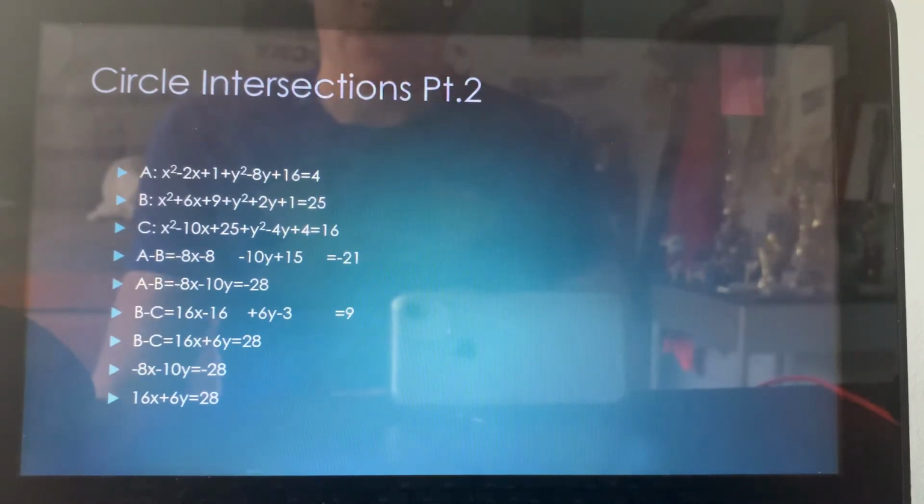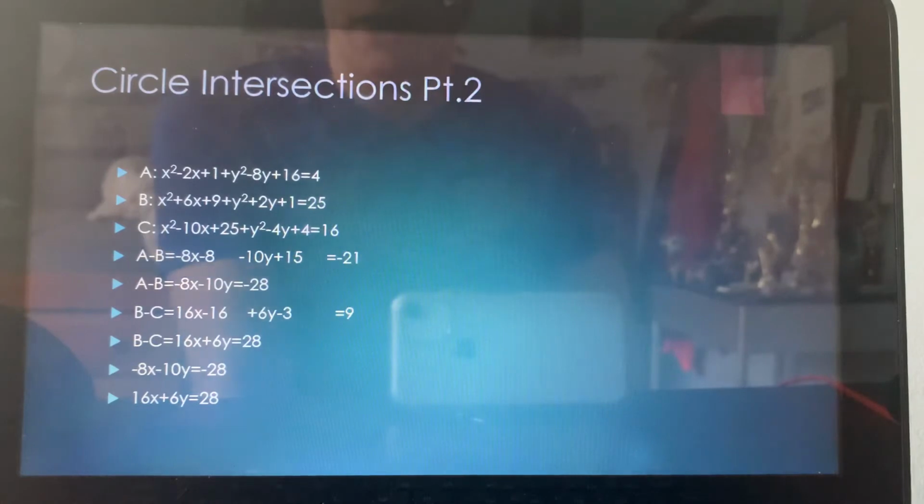So if we do circle A minus circle B, x² minus x² is nothing. -2 minus 6 is -8x, and 1 minus 9 is -8. y² minus y² is 0. -8y minus 2y is -10y, and 16 minus 1 is 15. And then 4 minus 25 is -21. If we combine those, we get -8x - 10y, minus 8 plus 15 is just plus 7. And then if we subtract 7 from both sides, -21 minus 7 is -28, and the 7 is gone on the left.